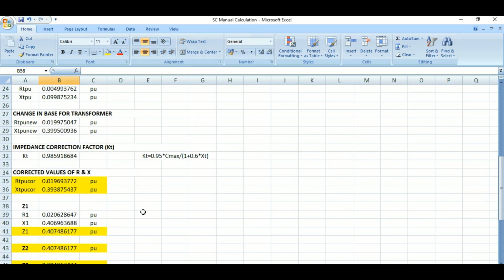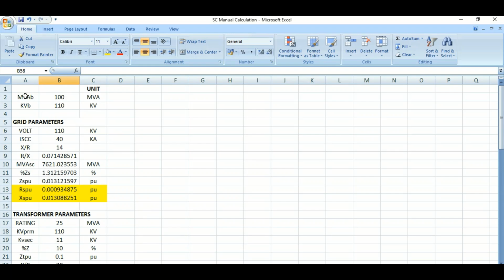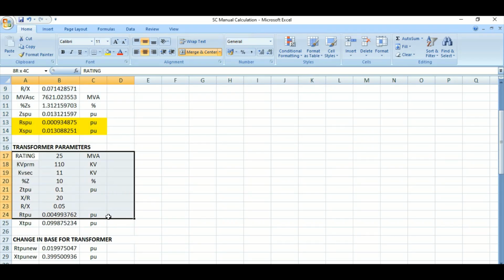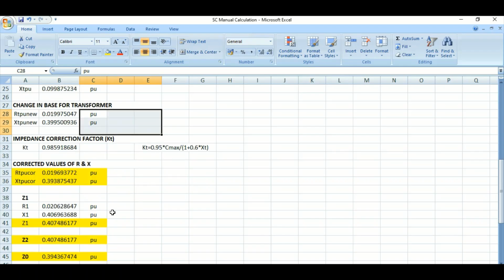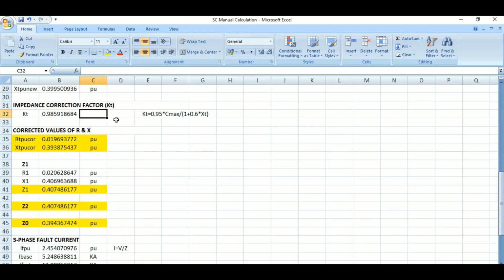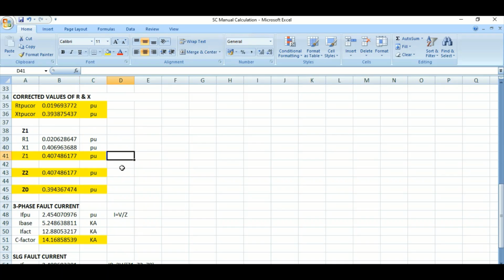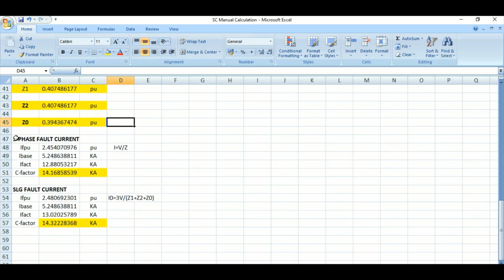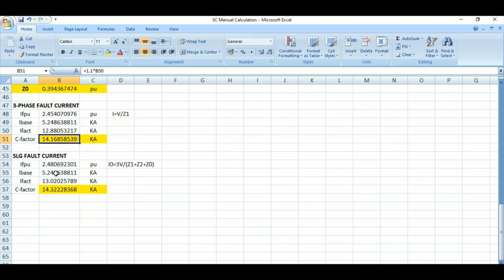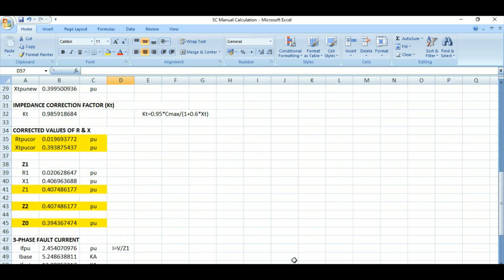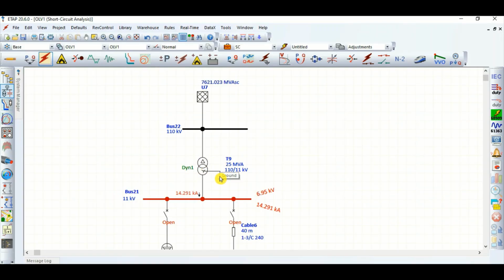So in this video, you have learned how to find out the grid parameter, how to find out the transformer parameters, changing the base, and how to consider this impedance correction factor, find out the Z1 value, Z2 value, and Z0 value, and finally finding out the three-phase fault current considering V by Z1, basically only positive sequence impedance, and what is the single line to ground fault current considering Z1 plus Z2 plus Z0 values for this delta star connected solidly grounded system.